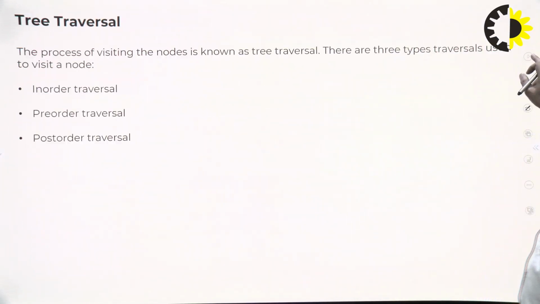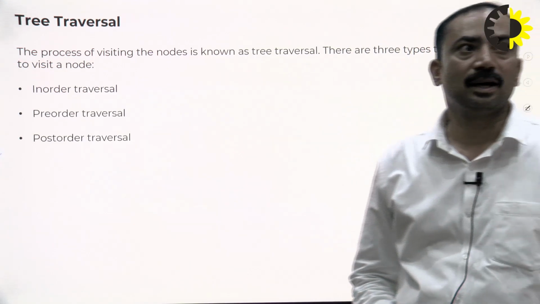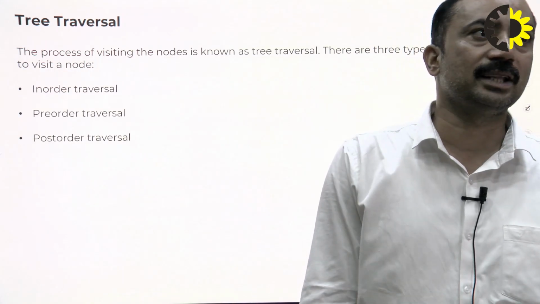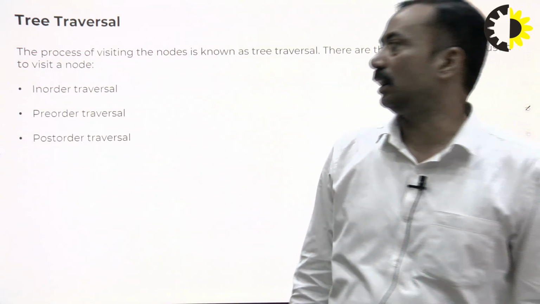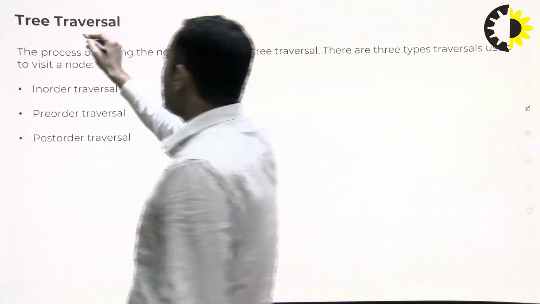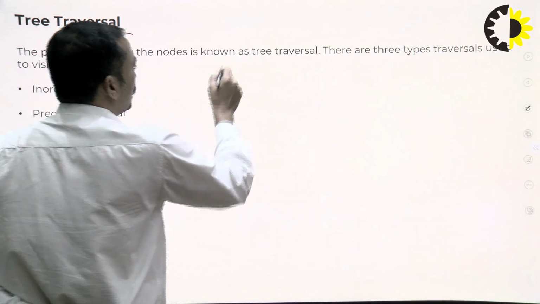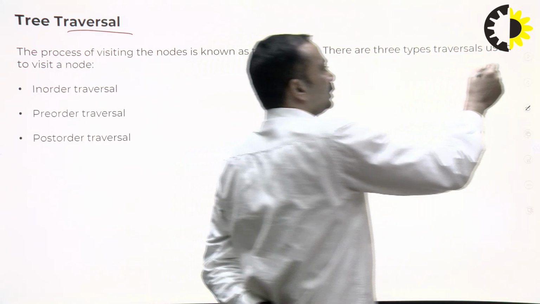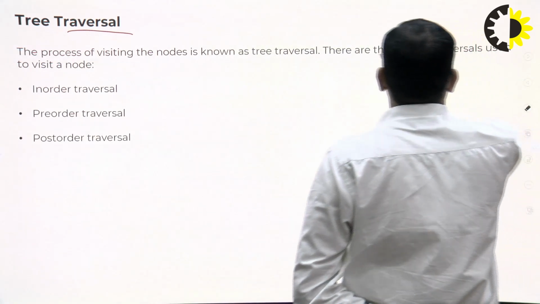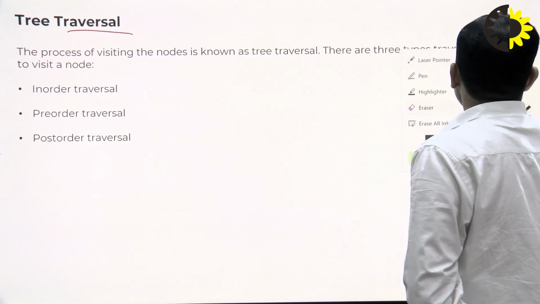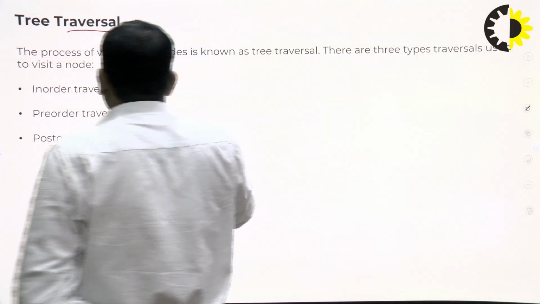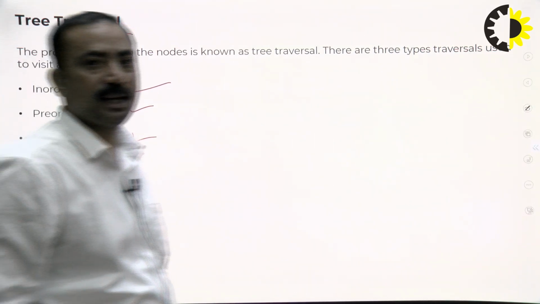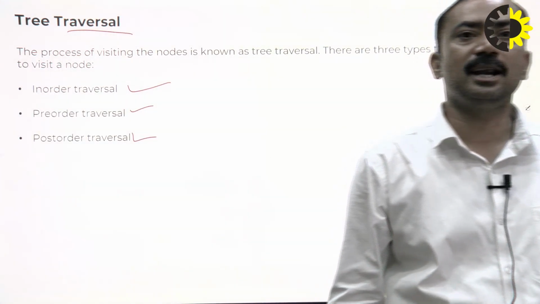Now, today we are going to discuss different aspects of tree: how to traverse a tree, or we can say tree traversal. What is tree traversal? Traversal means visiting. The process of visiting the nodes of a tree is known as tree traversal. There are three types of traversals used: in-order traversal, pre-order traversal, and post-order traversal.